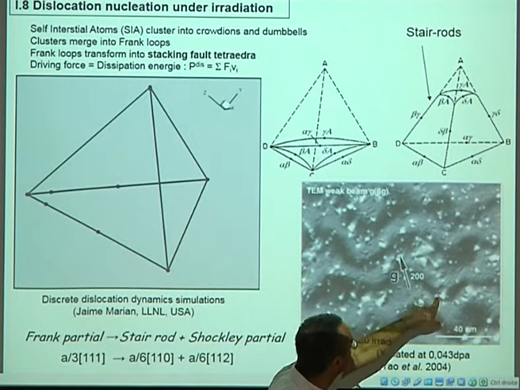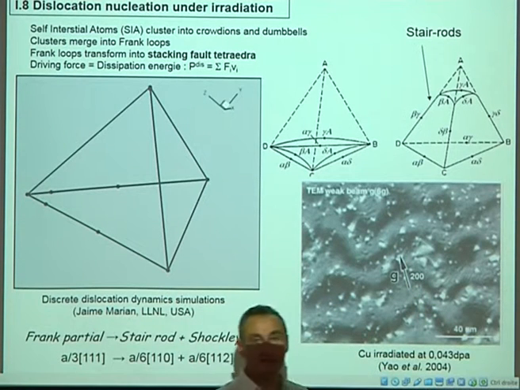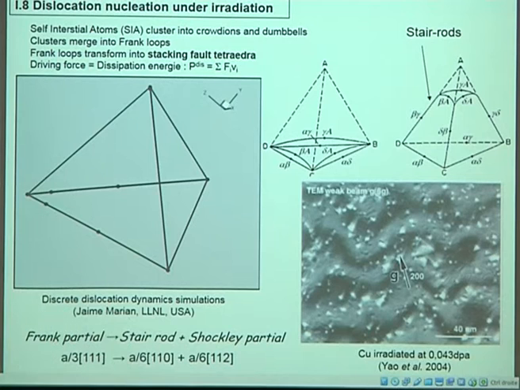You don't see it clearly, but those shapes are typical of the tetrahedra. The stacking fault tetrahedron is what comes out from the Frank loop. So initially you had a loop, and then just by unfolding the loop in the {111} plane, you form a tetrahedra which is totally made of partials. Actually, it's a stair rod.